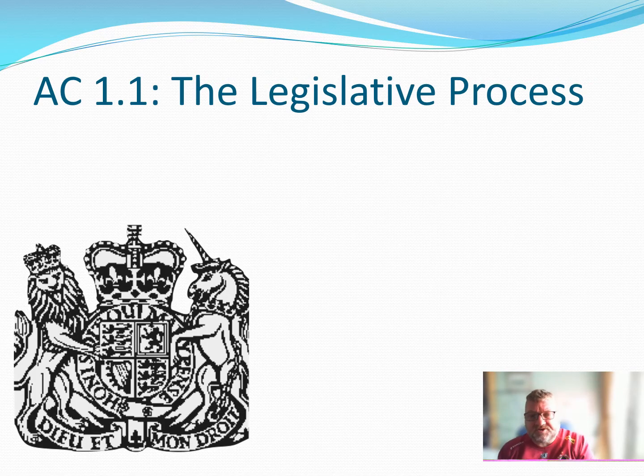Okay, welcome to this presentation on the legislative process. It's AC 1.1 of Unit 4 of Criminology Level 3. Now, when we're talking about the legislative process, what we're basically talking about is how laws come to be made in this country. There's always questions on this in the paper.